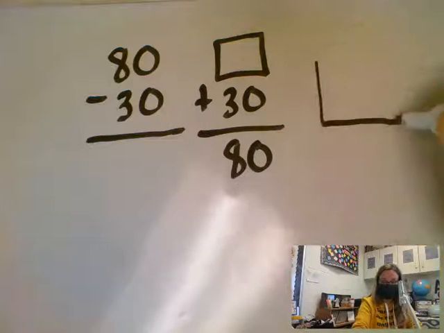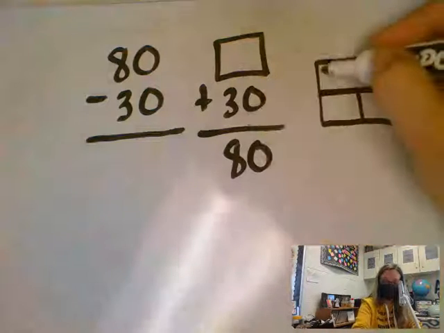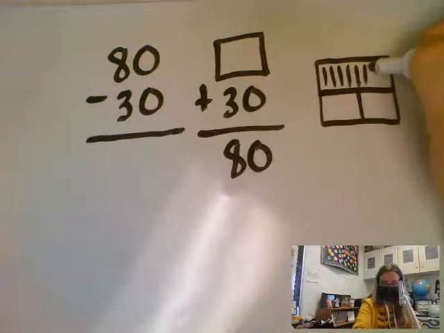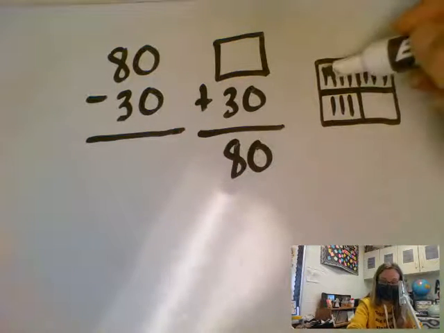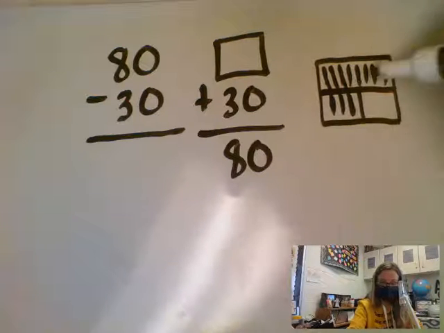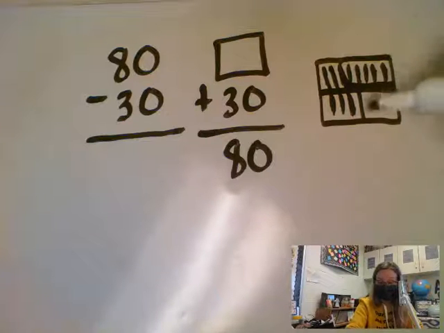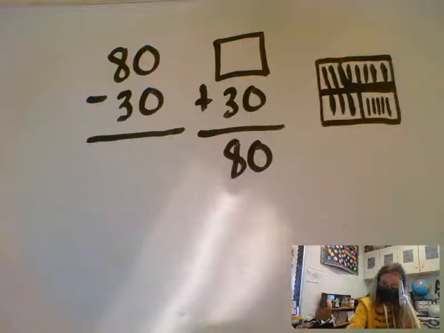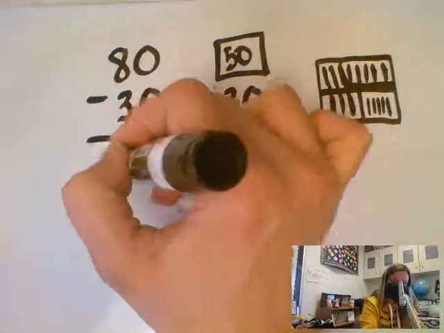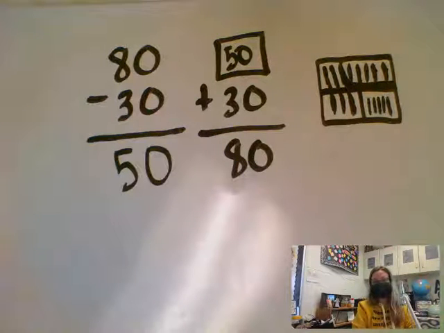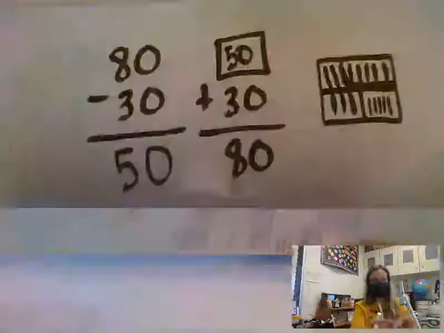Let's set up our part whole addition box here. We know that our whole is 80: 10, 20, 30, 40, 50, 60, 70, 80. We know that our first part is 30: 10, 20, 30. That leaves us, if we connect here, with this part, which is 10, 20, 30, 40, 50. If 50 plus 30 equals 80, then 80 minus 30 equals 50. You can write that one in for number 8. And now we'll do 9 together.